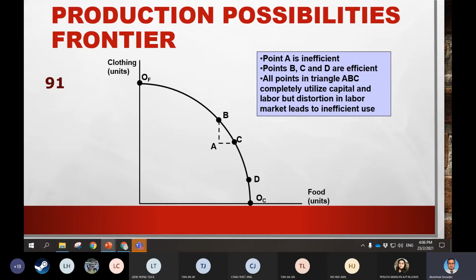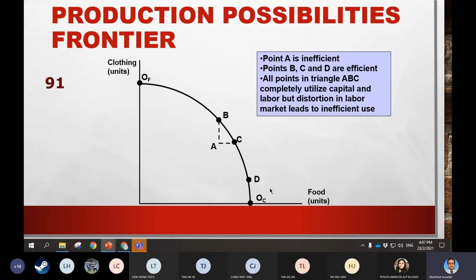So for example, suppose consumers tend to prefer food rather than clothing. So consumers want or are willing to buy more food rather than clothing. You don't produce at B, but mostly you are going to produce at point D. And if consumers prefer clothing rather than food, then you are going to produce somewhere between B and F, maybe here, maybe here. So you produce more clothing rather than more food.